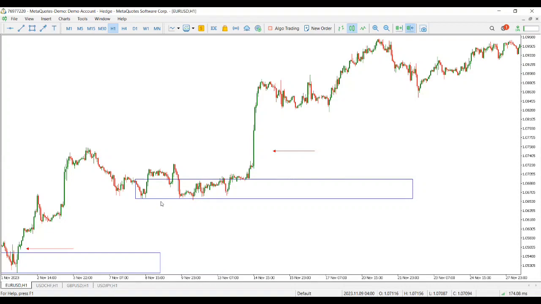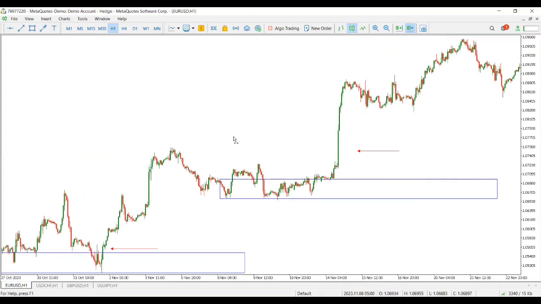The first one, the location. Second one, make sure that the big body candle is in the same direction with the major trend. Then the third thing we should consider is that there should be some level of break of structure and a clear retracement. Break of structure and a clear retracement.